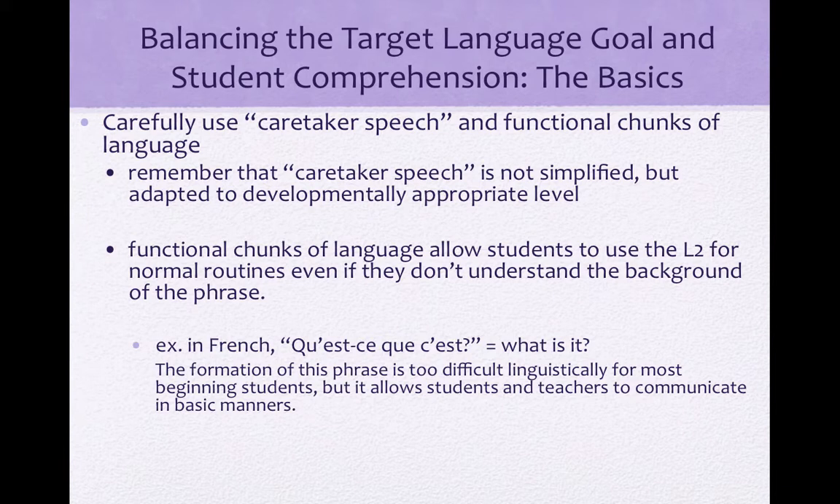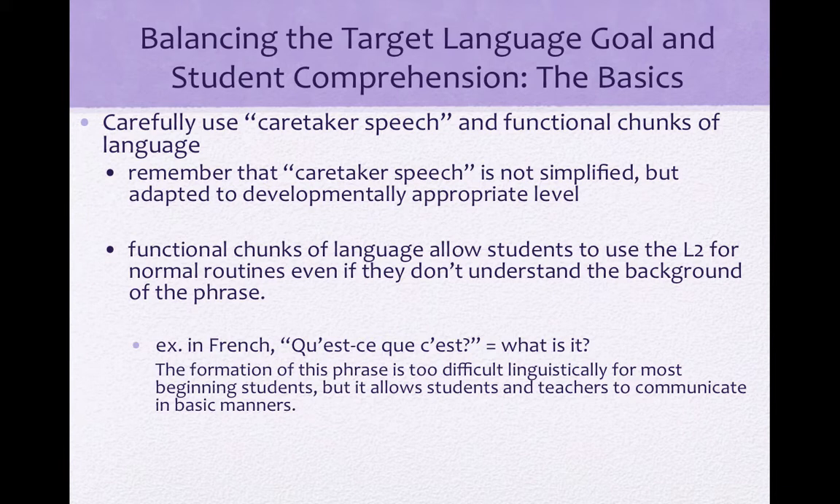And a great example of this is in French, the phrase qu'est-ce que c'est? What is it? That's something that we could really use a lot, even at the pre-K 4-year-old level. What is it? Is it a circle? Is it a triangle? Is it a chair? Things like that. But is a student going to understand how that phrase is formed? No. Students at that level probably won't even be able to read it. But we can teach them how it sounds. We can teach them how it sounds, and then we can use that to help our lessons.